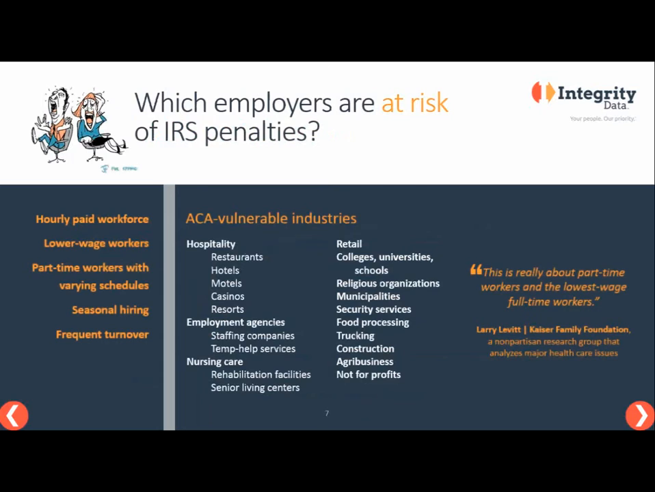Who is at risk? If you look at our customer base, you can draw a bell curve and start to see which companies really are at risk. There's some commonality: people who have an hourly paid workforce, lower wage workers, part-time workers with varying schedules, seasonal hiring, and frequent turnover. In the middle here, you start seeing the ACA vulnerable industries, a grouping with a high concentration of use within our software. But I think the real thing is an hourly paid workforce, especially where you don't have a lot of control over the scheduling.